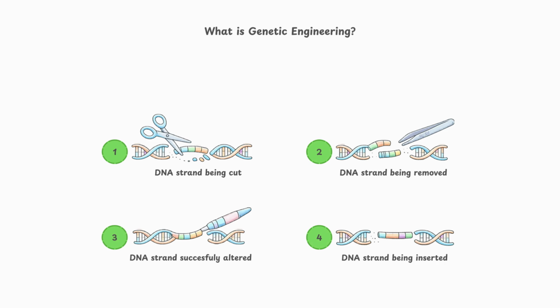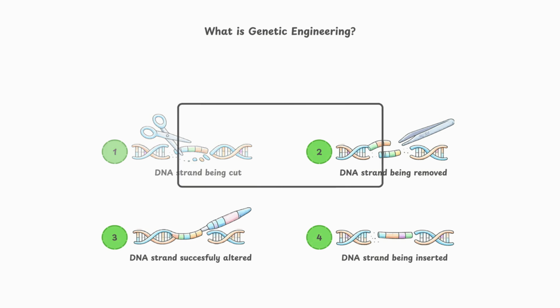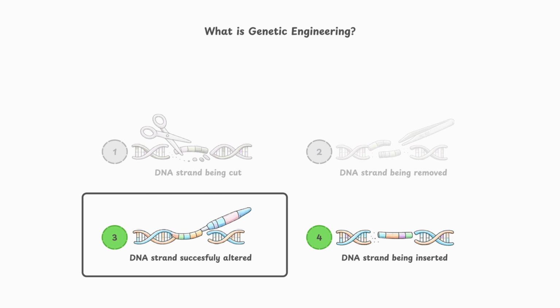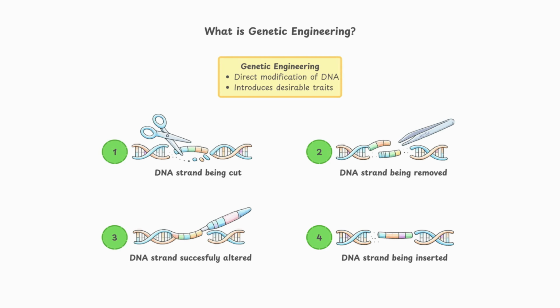As we can see below, scientists can carefully cut open a DNA strand using special enzymes that act like tiny molecular scissors. Parts of the DNA can be removed, altered, or replaced, while new genes carrying useful characteristics can be inserted into the DNA before the strand is joined back together again. This process is called genetic engineering, which is the direct modification of an organism's DNA to introduce desirable traits. It allows scientists to give organisms useful characteristics, such as pest-resistant crops or animals with improved disease resistance.